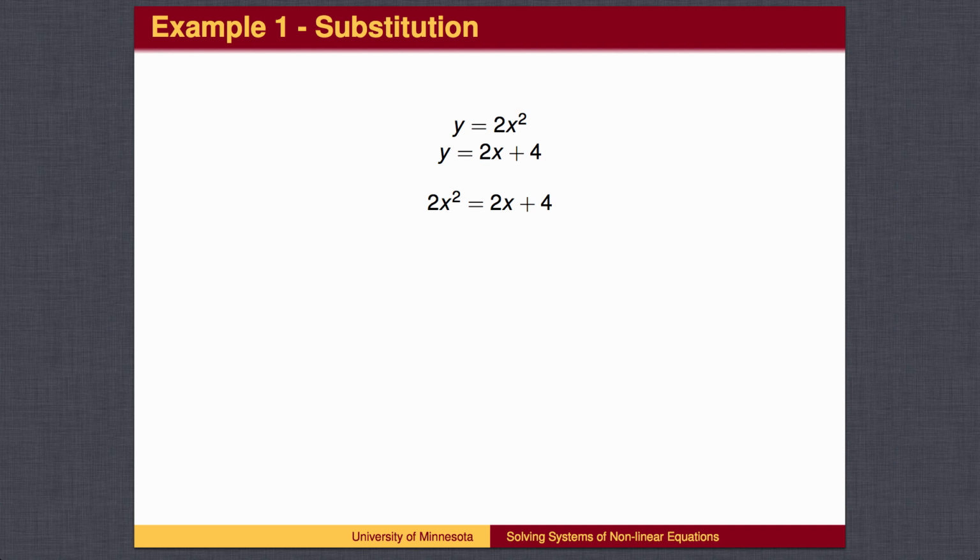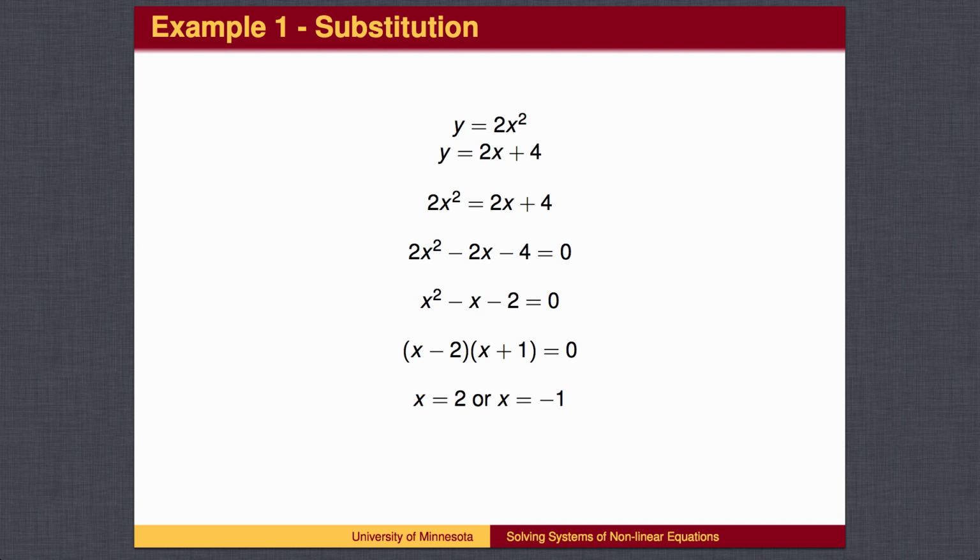To solve algebraically, we can substitute 2x squared for y in the second equation. We now have an equation in a single variable x, which we can solve. First, by getting one side of the equation equal to 0. We can then divide both sides by 2 to make the numbers smaller and easier to work with. Then factor, and solve. Recall that our answers should be ordered pairs, so once we have found the x values, we need to plug the x values back into one of the original equations to find the y values. Our points of intersection are (2, 8) and (-1, 2).